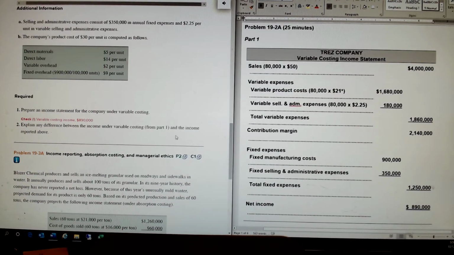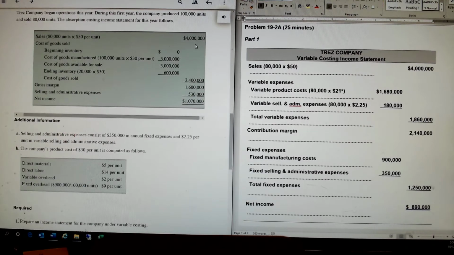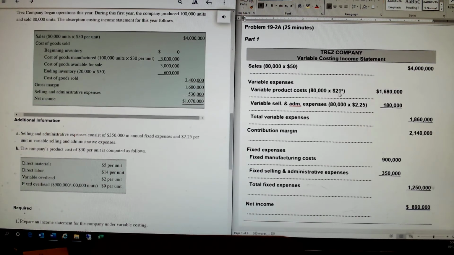Okay, remember now, variable costing changes the format a little bit. Sales minus variable costs to get contribution margin, minus fixed costs. Well, sales will be the same. It's 80,000 units at $50 a piece, $4 million, same thing. But the variable product costs are just these first three, the 5, the 14, and the 2, which is $21.